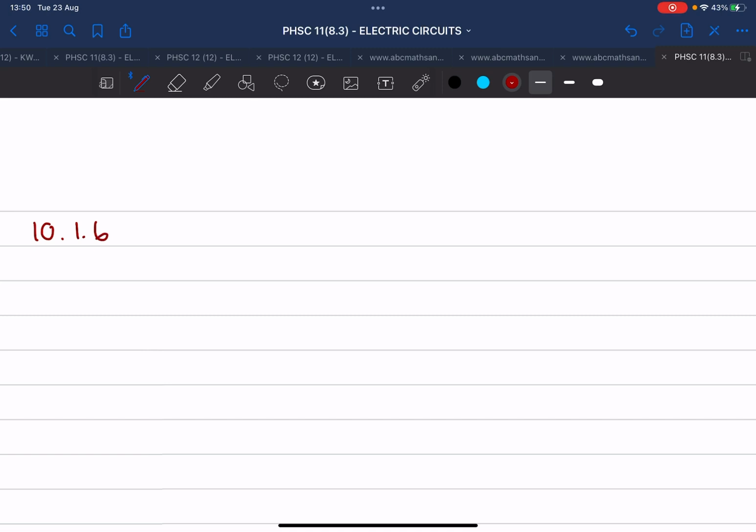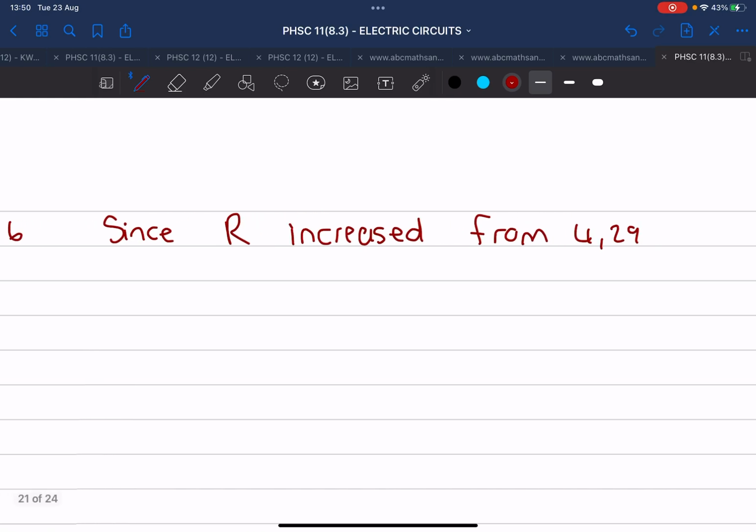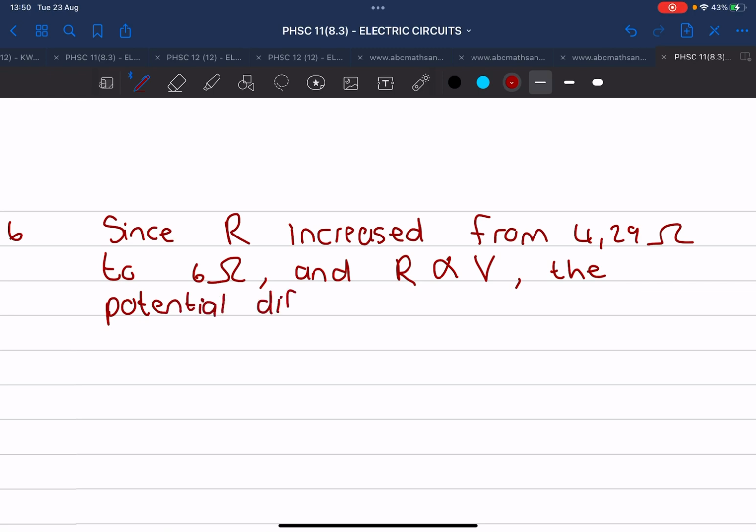Okay, so now we're going to explain since R increased from 4.29 ohms to 6 ohms, and R is directly proportional to V, the potential difference will also increase. Do you understand? Yes.